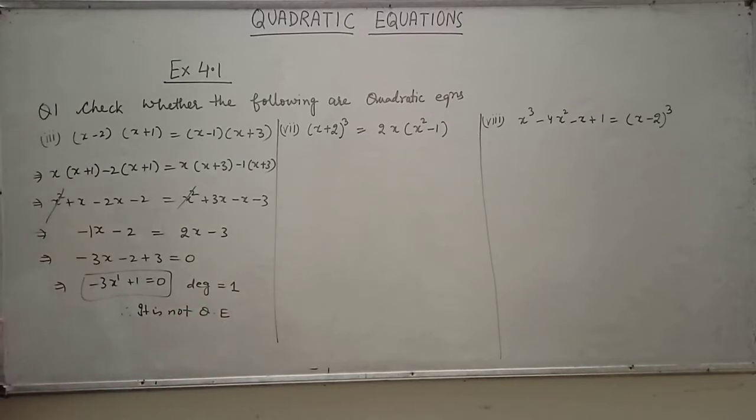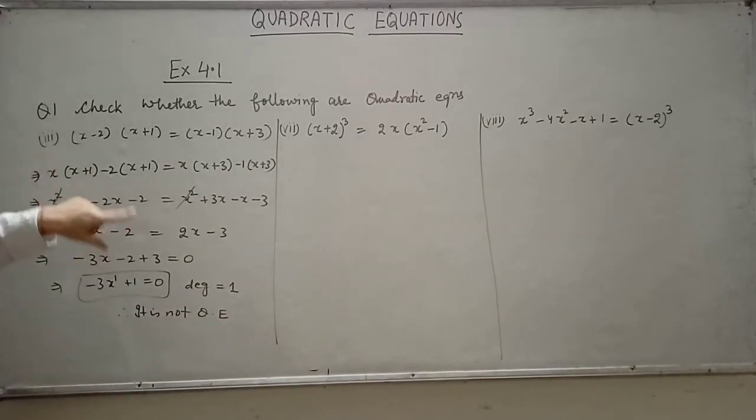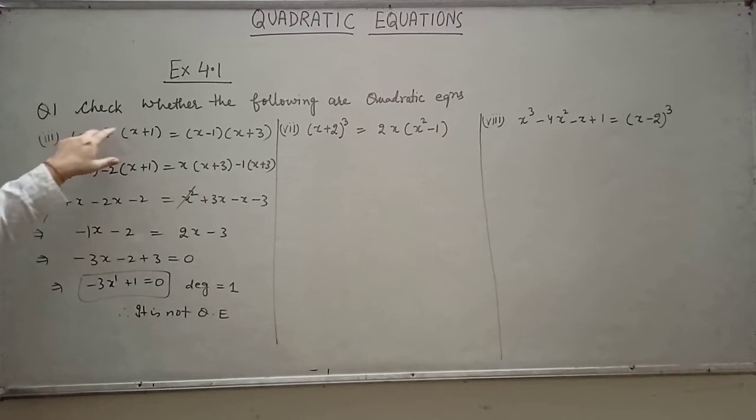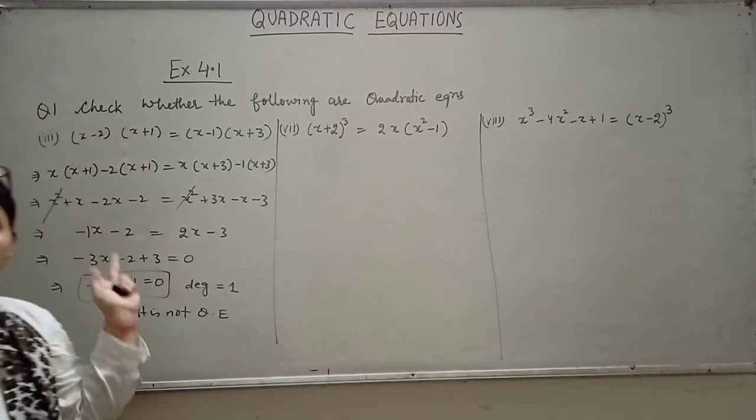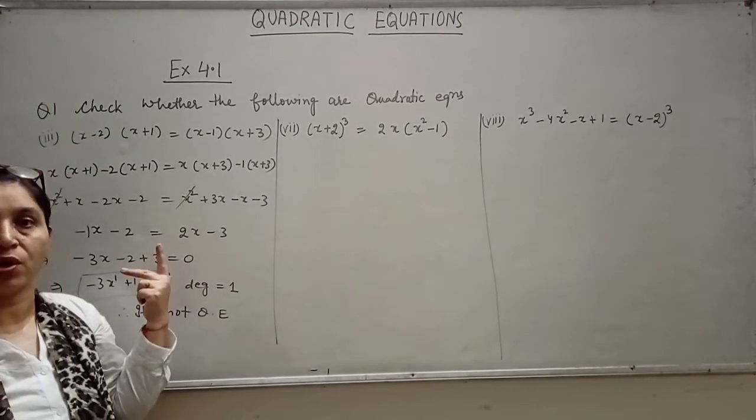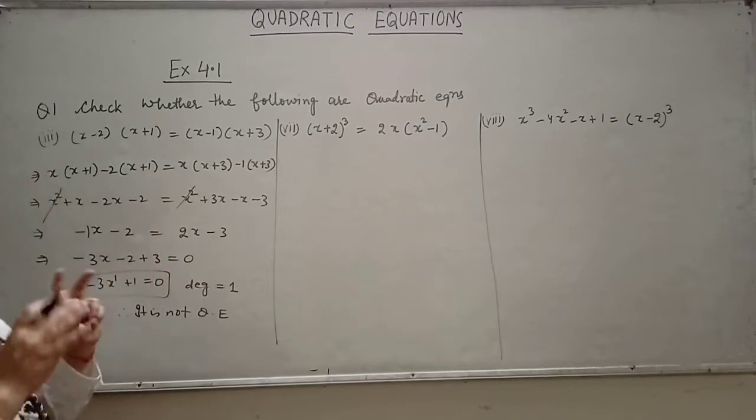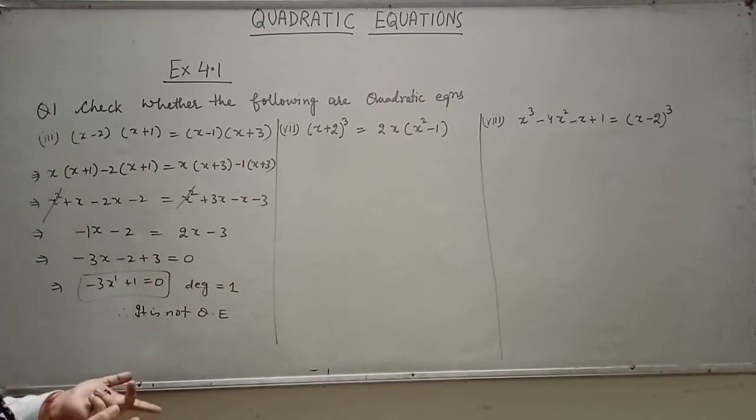Otherwise, when we look at this, when these two are multiplied, x will be multiplied with x, then it is going to be x square. So it is a quadratic equation. It was giving the look of a quadratic equation, but it is not a quadratic equation.